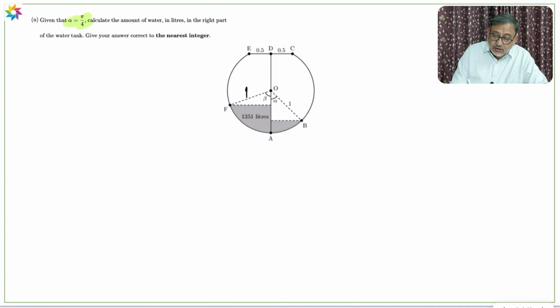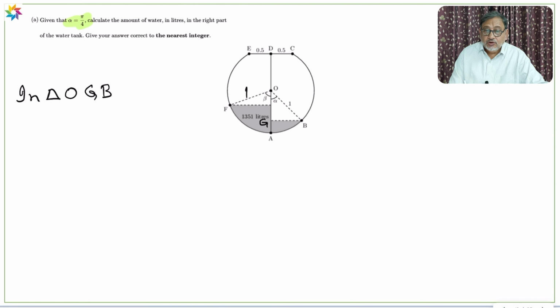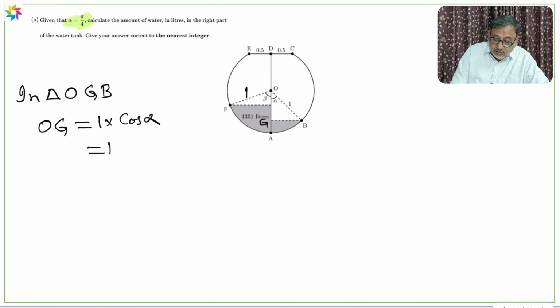So in the triangle, I will label this as G. So in triangle OGB, I have the angle, so I need one of the sides. So OG I will need. OG is the adjacent side, and we already have the hypotenuse. So 1 into cos of alpha, so 1 into cos of pi by 4. Cos pi by 4 is 1 by root 2. So OG is 1 by root 2. So I know this now.